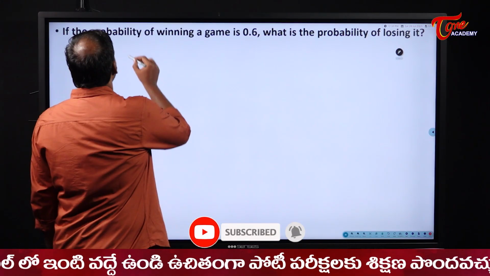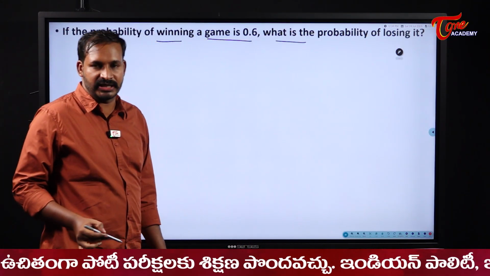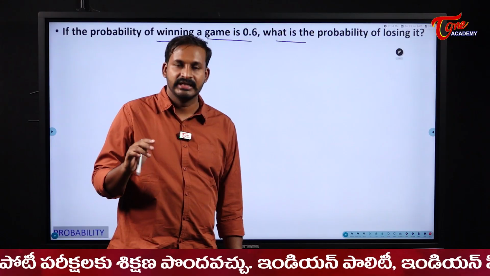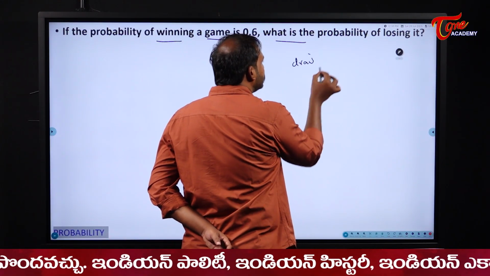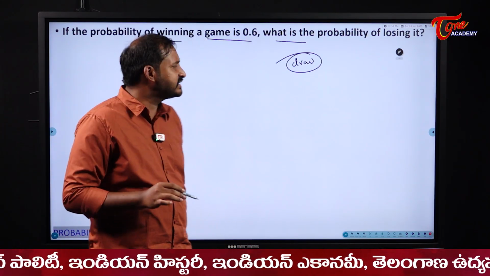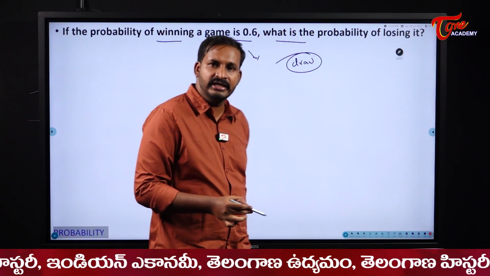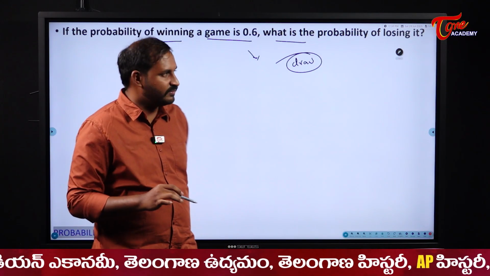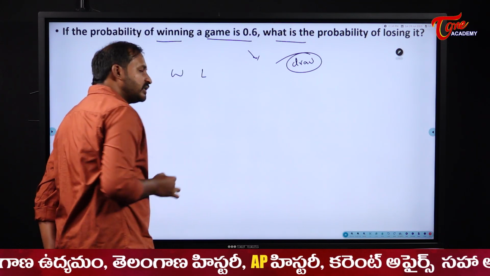Now see here. If the probability of winning a game is 0.6, what is the probability of losing it? There will be only two things. Sir, there is a chance for a draw also, you may have a doubt. In this case, a result is definitely possible. They will mention that also, don't worry. If a result is definitely possible, what are the chances? Either win or lose. Two things only, right?